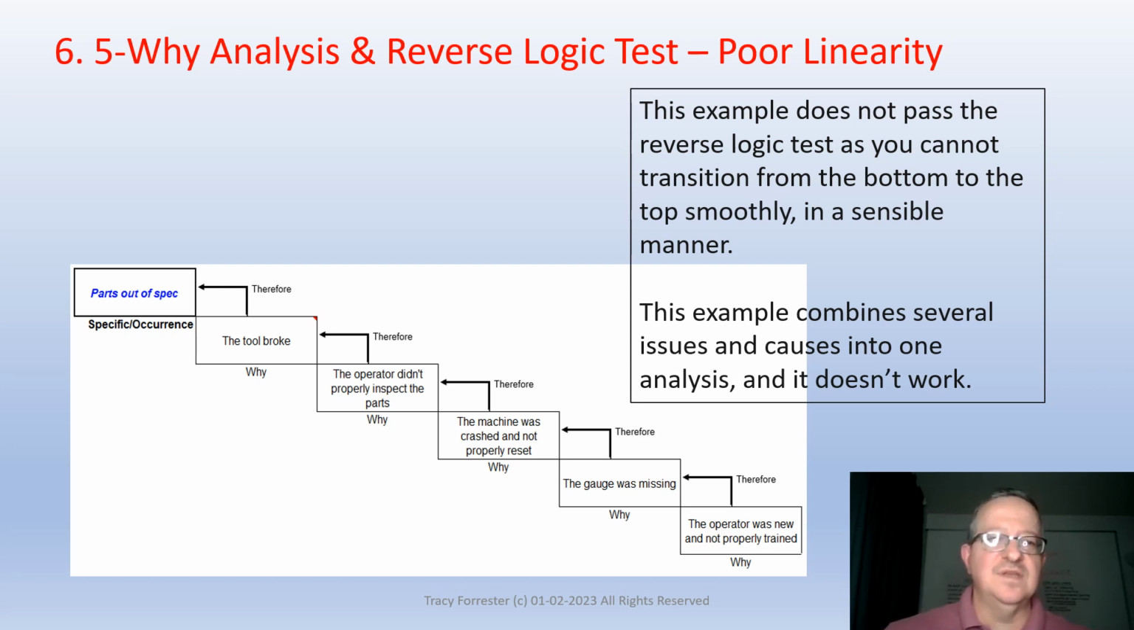We talked about the why made category. Maybe that's related to the tool broke. We talked about the why not detected category, which may have something to do with not properly inspecting parts or gauge missing. There's a whole lot going on here, but it's definitely not linear. It's not a great or even a good 5 why analysis. I wouldn't accept this. I would reject it. And I would know pretty certainly that any corrective action taken against this root cause would also be flawed.